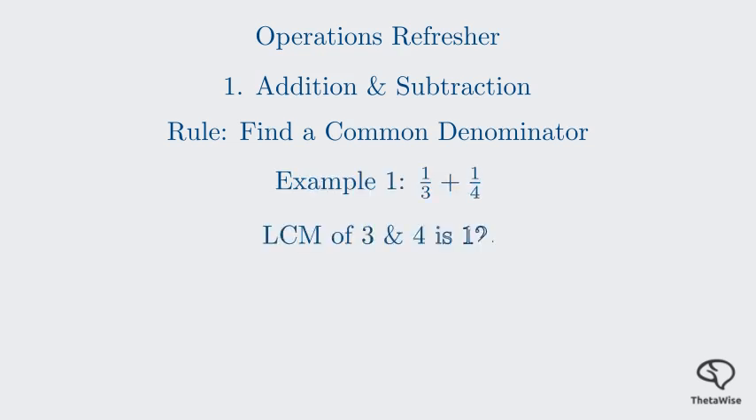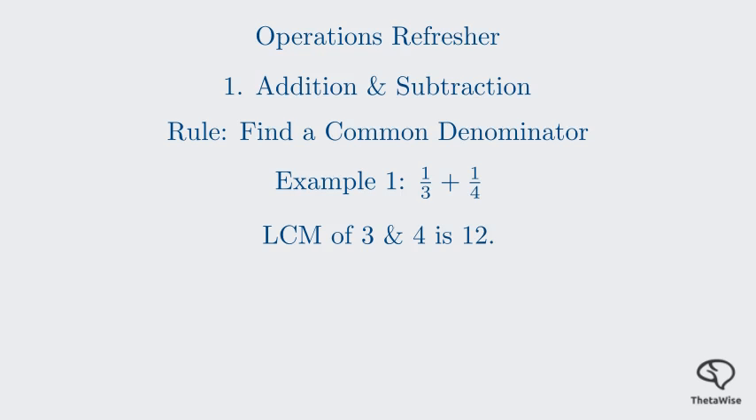Let's add 1/3 and 1/4. The least common multiple of 3 and 4 is 12, so our common denominator will be 12. We convert 1/3 to an equivalent fraction with a denominator of 12 by multiplying the top and bottom by 4, which gives us 4/12.